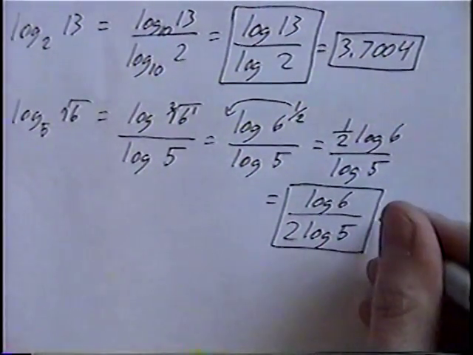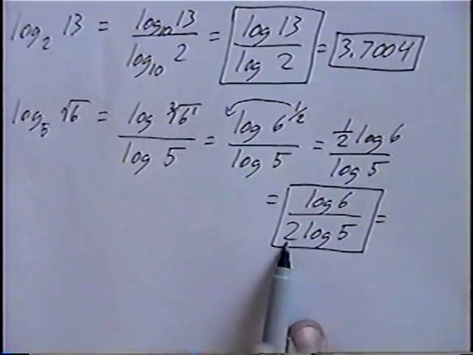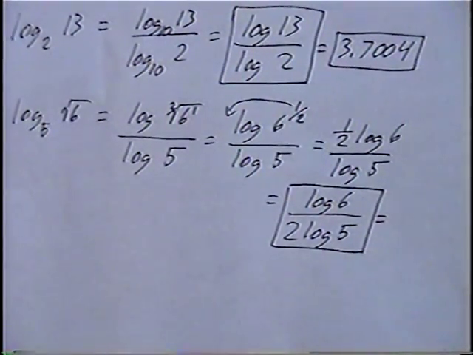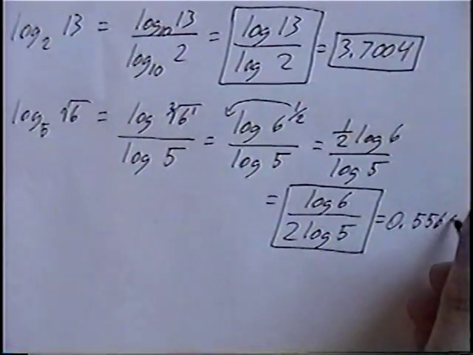And again, if you wanted to, you can use a calculator to find log 6, find log 5, multiply by 2, and divide those, and that would come out to 0.5566.